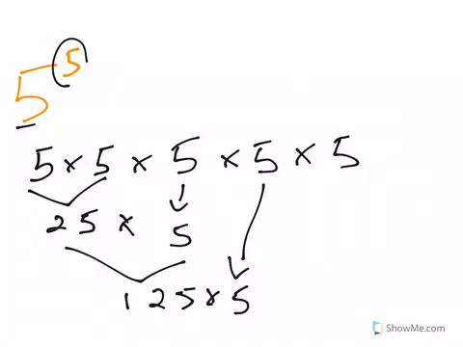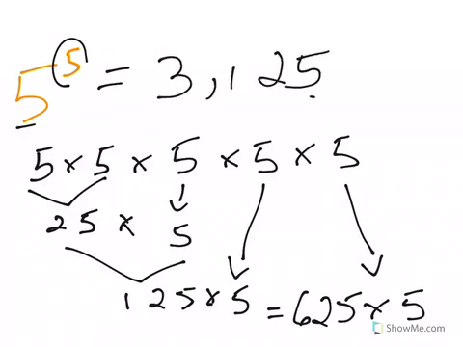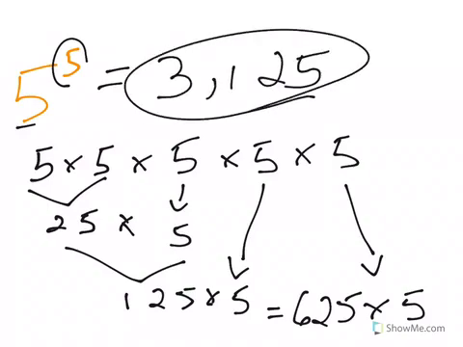I'm going to bring down the next times 5. So 125 times 5 is going to give me 625. Bring down my next 5. I have 625 times 5. That would give us 3,125.